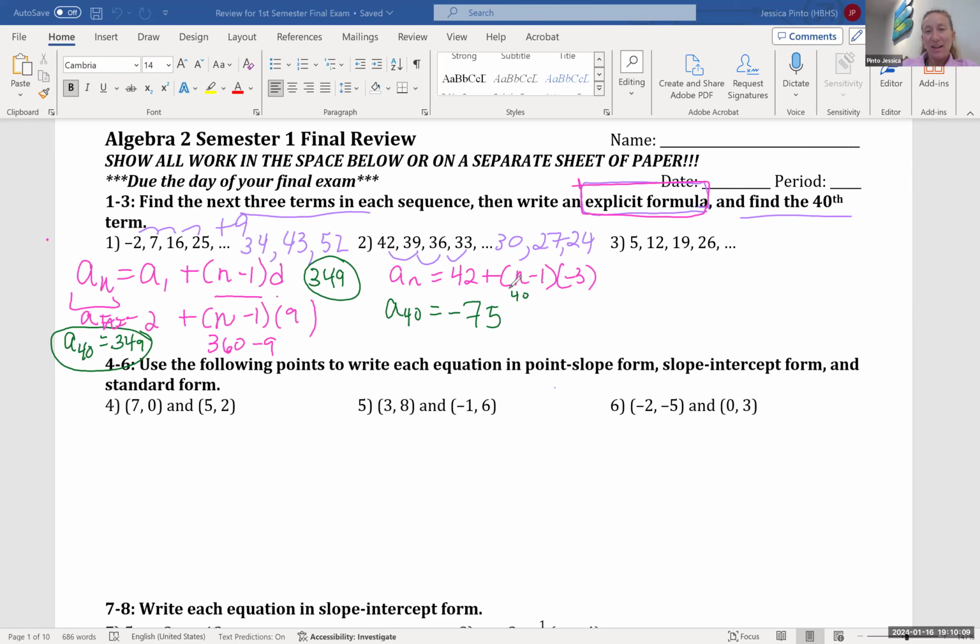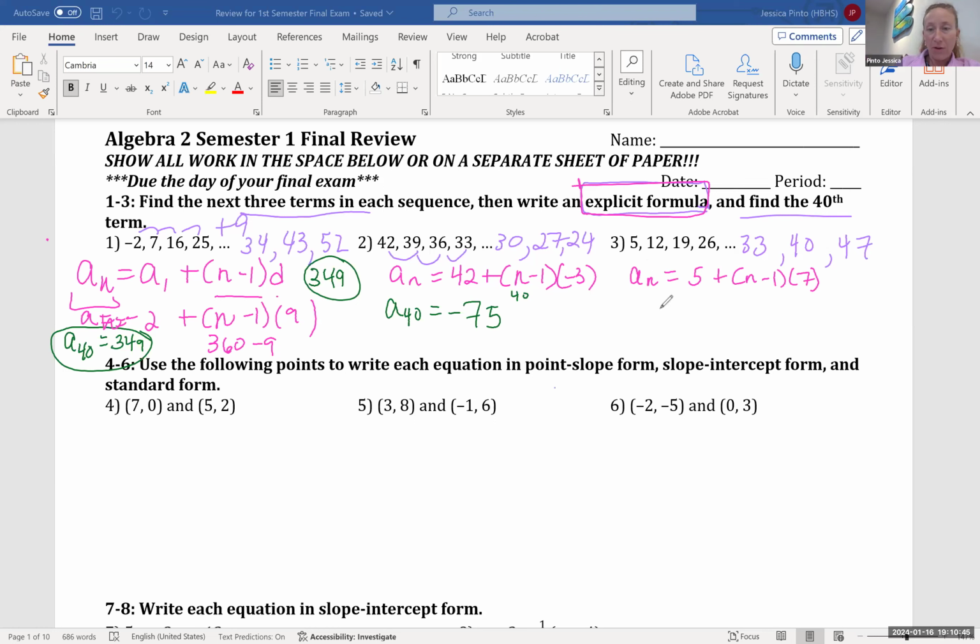Okay, next one. Looks like we're adding 7. So that's a little bit harder to add with. Let's see, 26 plus 7, 33. Oh, and then 40, and then 47. Oh, we got lucky. Okay. Then our explicit formula is going to be a_n is equal to 5, the first term, plus the quantity n minus 1, times, we were adding 7, so just 7.